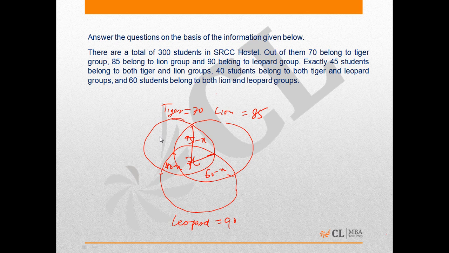Similarly, we can find the number of students who only belong to Tiger Group, and it comes out to be 15, and only Lion Group X minus 20, and only Leopard Group is X minus 10. If we go through the questions, we realize that the questions have a lot to do with maximum and minimum possible value of X. So before moving to questions, let's find the maximum and minimum possible value of X.